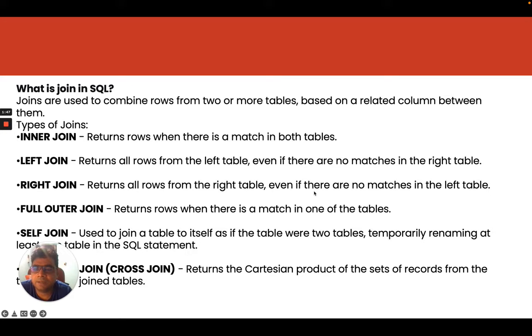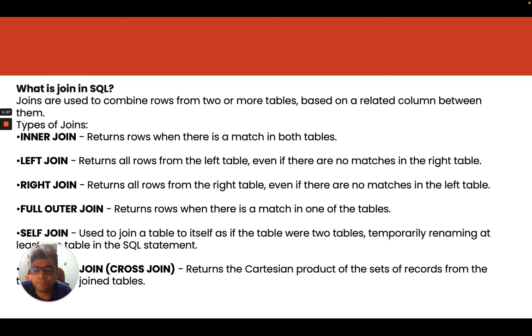Now, what is join in SQL? There are multiple joins. Joins are used to combine rows from 2 or more tables based on the related columns between them. Types of joins are inner join, left join, right join, and full outer join. Inner join returns rows where there is a match in both tables. Left join returns all the rows from the left table even if there are no matches in the right table. Right join returns all the rows from the right table even if there are no matches in the left table. Full outer join returns rows when there is a match in one of the tables.